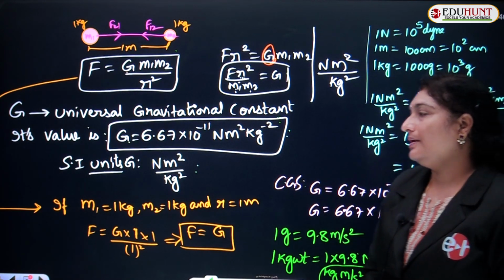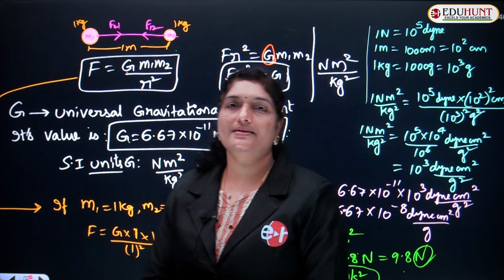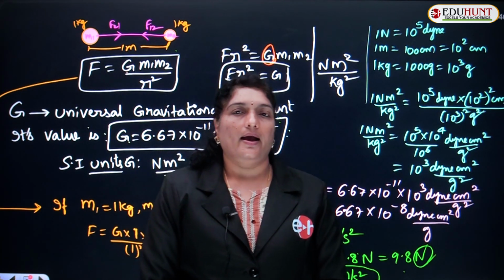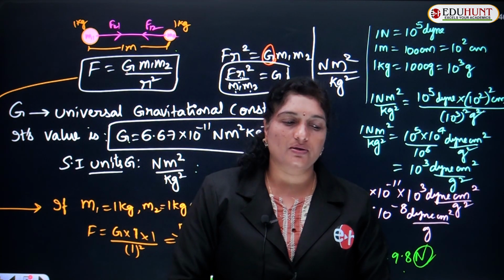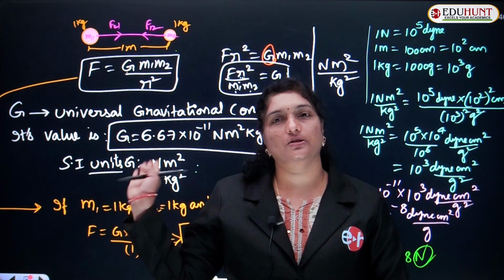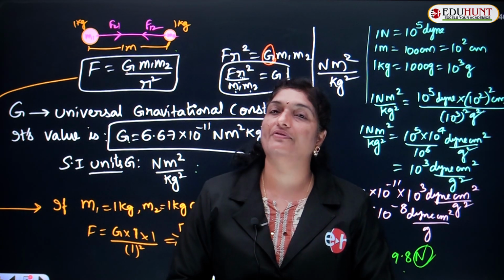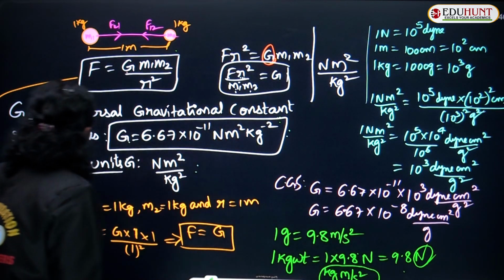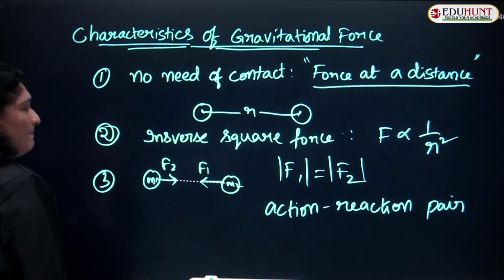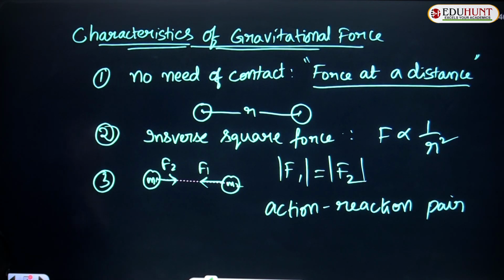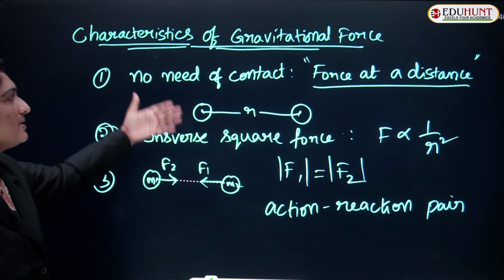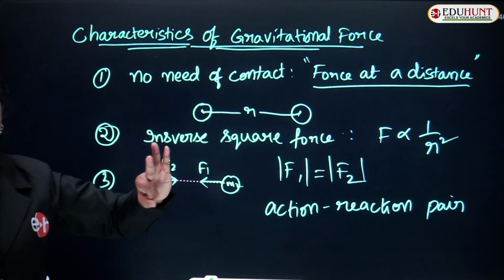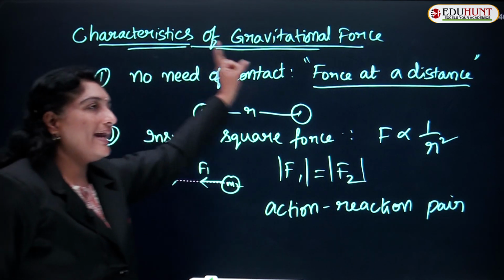So children, now let us move to the next topic. This is all about the importance of the universal law of gravitation and the universal gravitational constant. We now look at the characteristics of gravitational force. What are the three main characteristics of gravitational force?